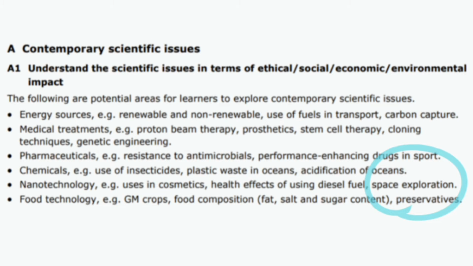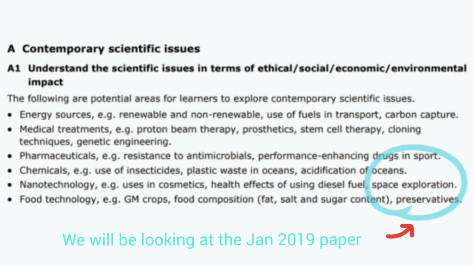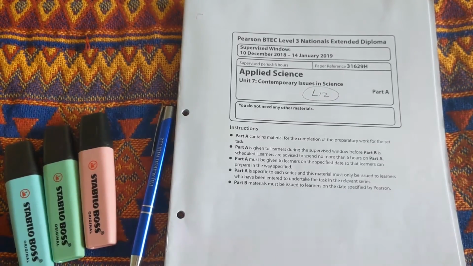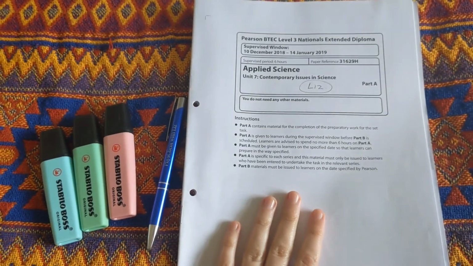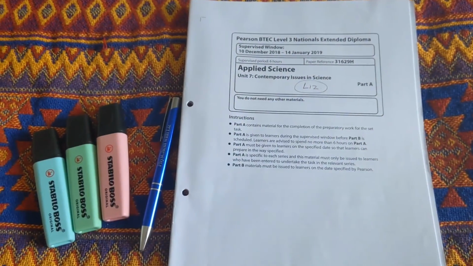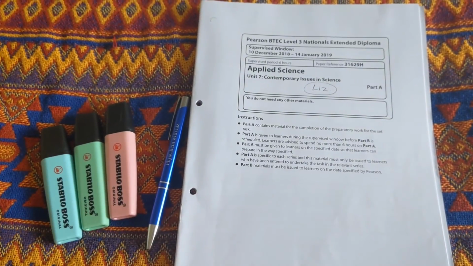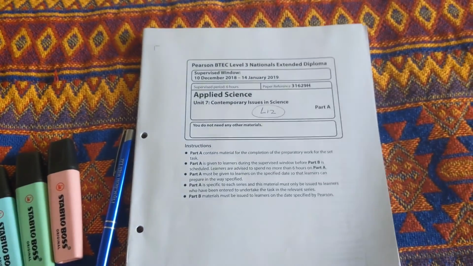This is just a screenshot of part of the specification of this unit, and it shows you all the contemporary issues that you might get examined on. This one that we're going to do together today focuses upon space exploration. Alright, so we have our printed Unit 7 Part A exam paper. We have a pen or a pencil and at least 3 different coloured highlighters. So let's open it up.